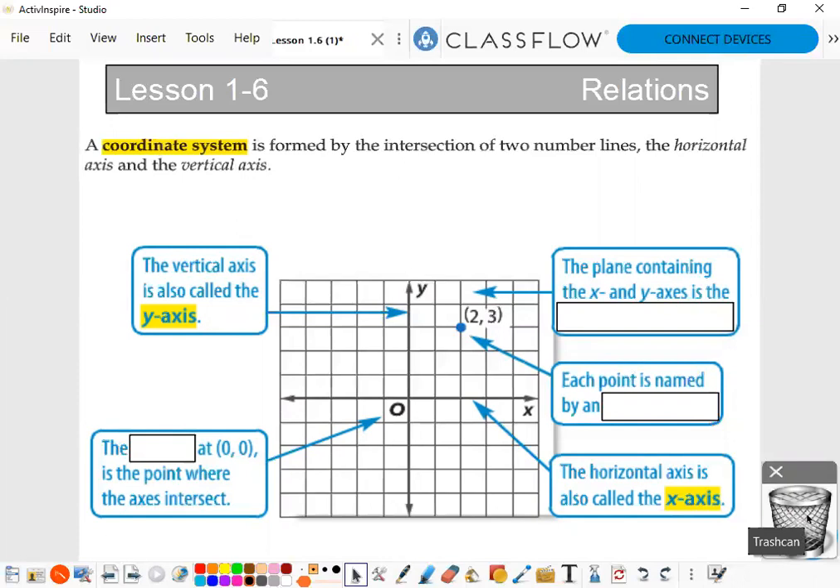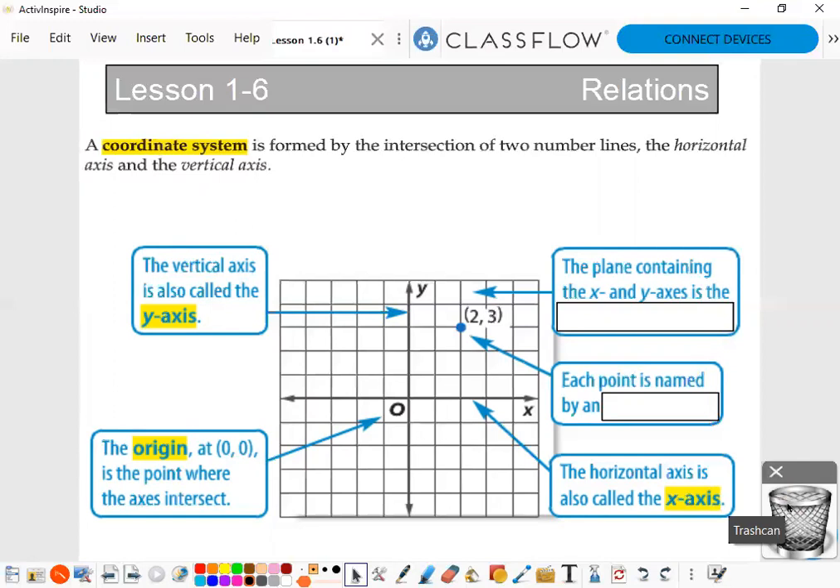Let's go bottom left here. The blank at 0, 0 is the point where the axes intersect. So it's right in the middle of your graph. Might be another one that you're familiar with. It's called the origin. Right, so right in the middle of your graph there, where your lines intersect with a big O, that means origin.